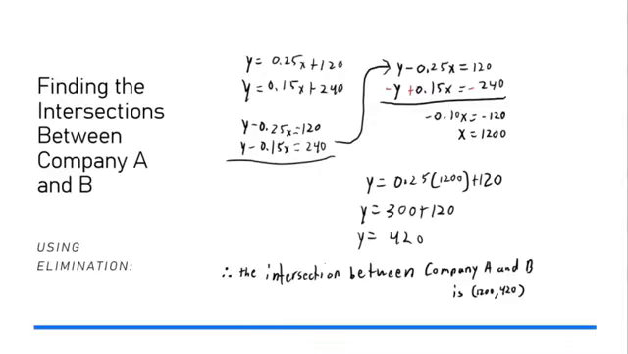And then finally, I put that value, which was 1,200, back into the original equation to find the value of y. So therefore, the intersection between company A and B is 1,200, 420.